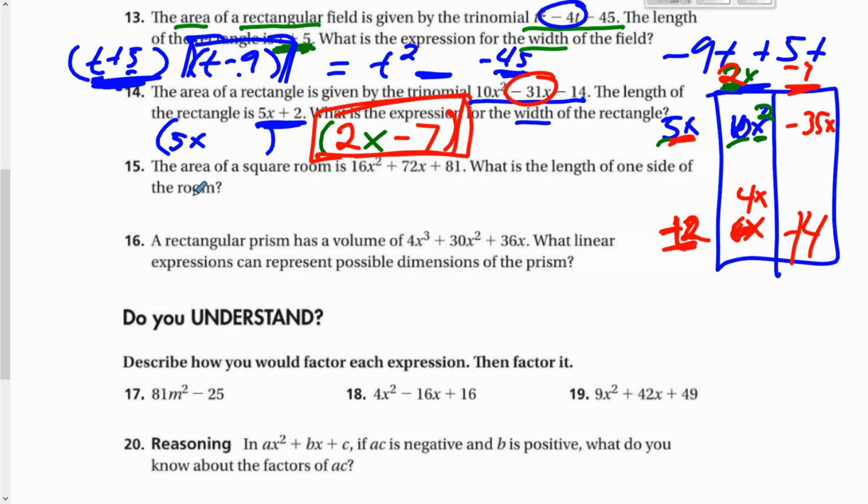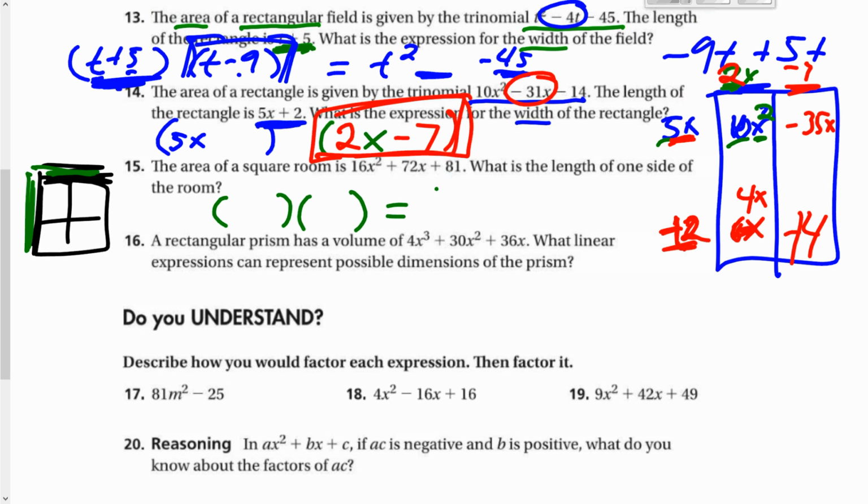Okay, now I have the area of a square room, so that means both sides are the same. So this side is the same as this side. And what's the length of one side of the room? We only want one of these, right? We don't need them both. Again, you could use cab and factor, but since these sides are the same, we're probably going to have the same exact set of parentheses, or parentheses squared, which means we have a perfect square trinomial, right? 16 and 81 are perfect squares. What times what is 16? That's a 4 and a 4. X times x is x squared, so x and x.